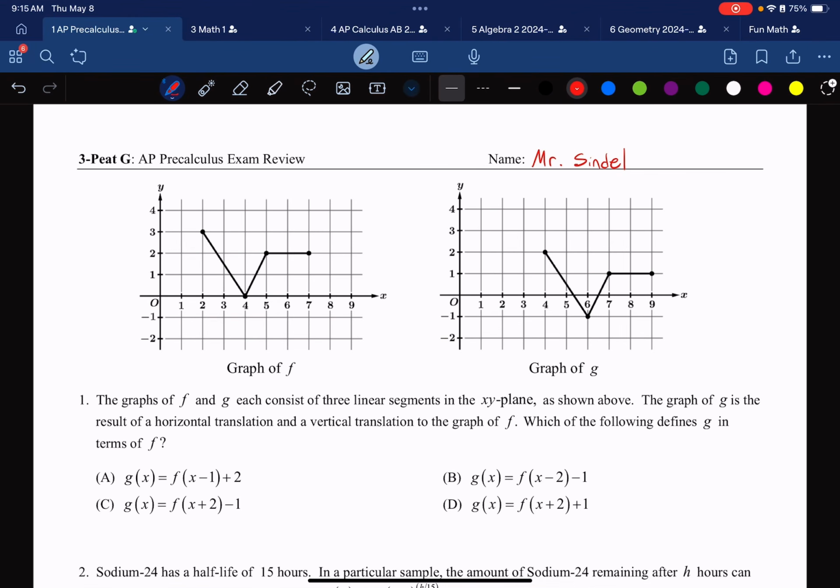This is AP Precalculus. We're doing a review for the AP test. This is the three-peat activities. We are on worksheet G.